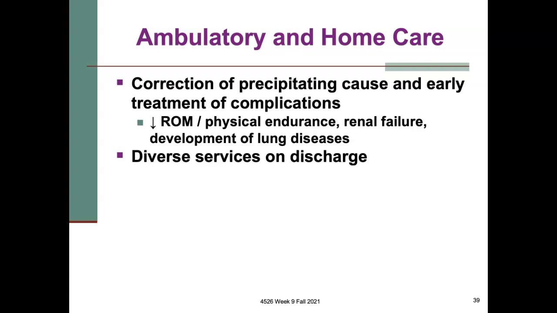There may be an impact on the renal system, so maybe renal failure has taken place. Typically, there's a development of some type of fibrotic lung disease, such as acute respiratory distress syndrome. So there's going to be some lung issues. And patients typically require diverse services on discharge. So some type of transitional care, rehabilitation, and home health care.